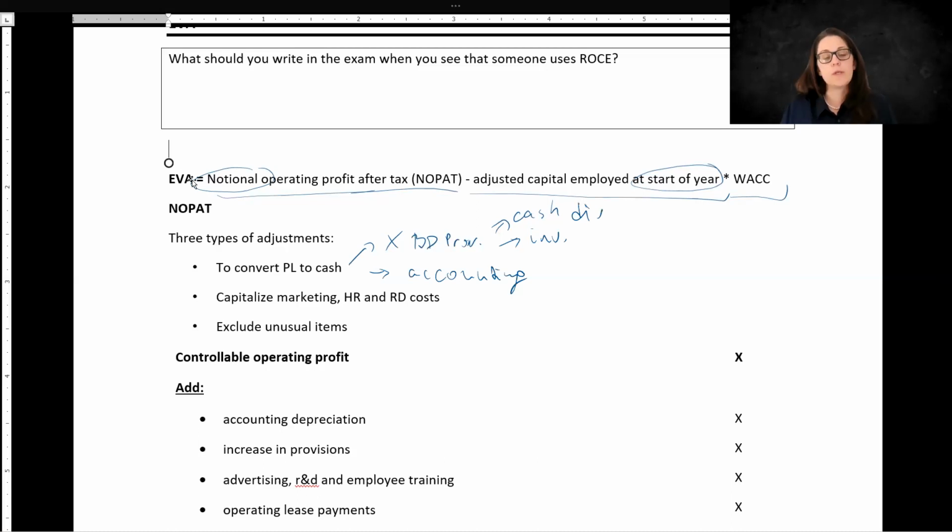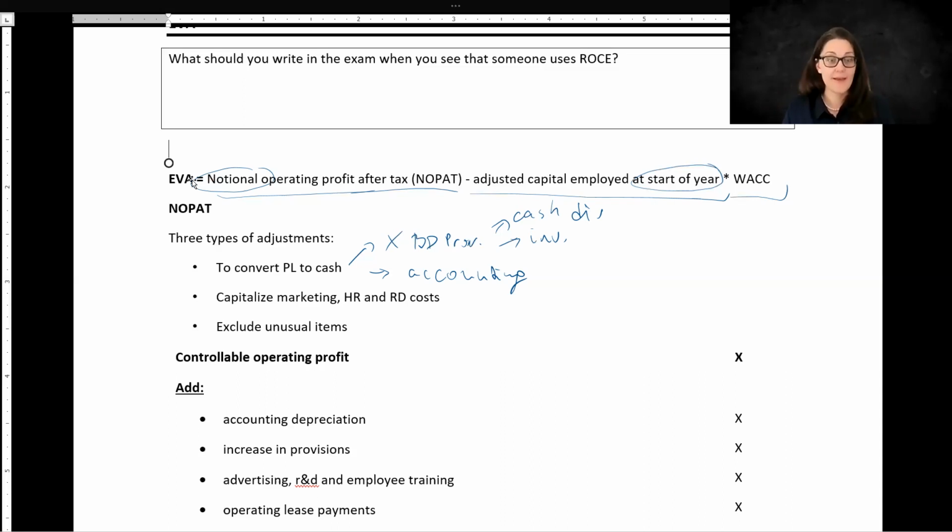Another thing that we need to do is to capitalize marketing, HR, and research and development costs and training costs. Why? Because these are the costs that are going to provide long-term value for the company. So these are like intangible assets. And even though they cannot be recognized by IAS 38, which is the IFRS standard that governs that, still, as a company, we know better.